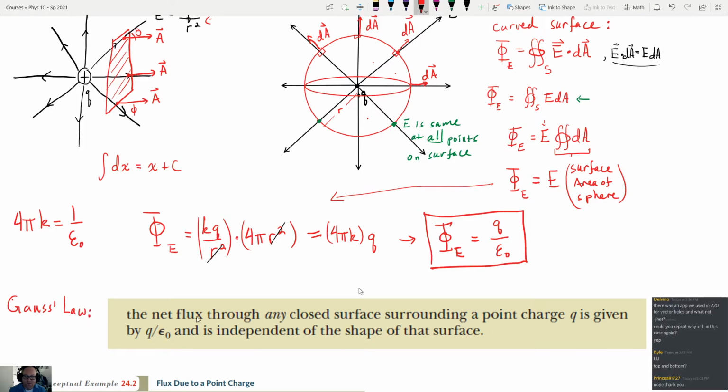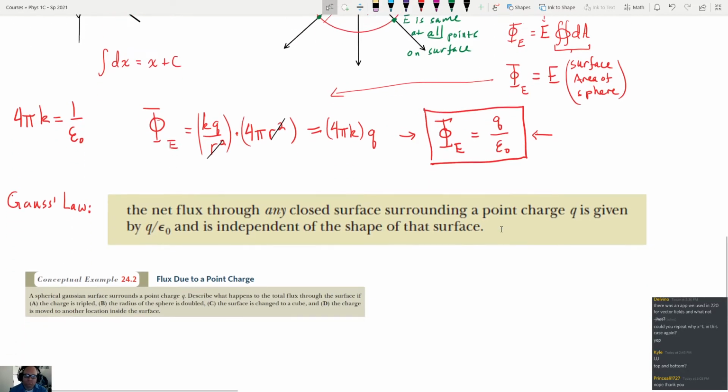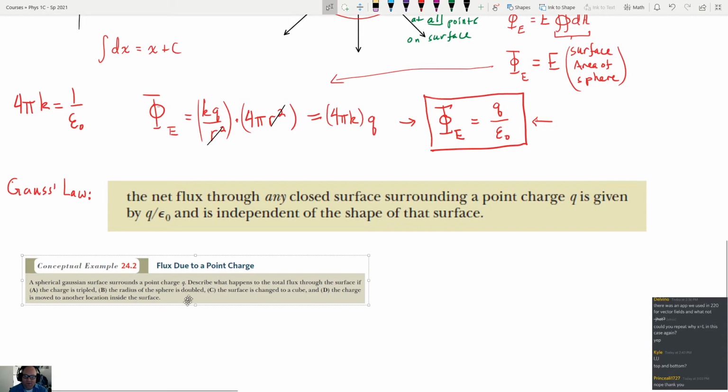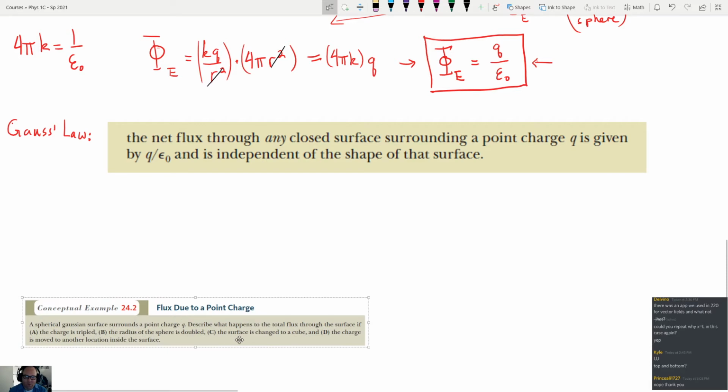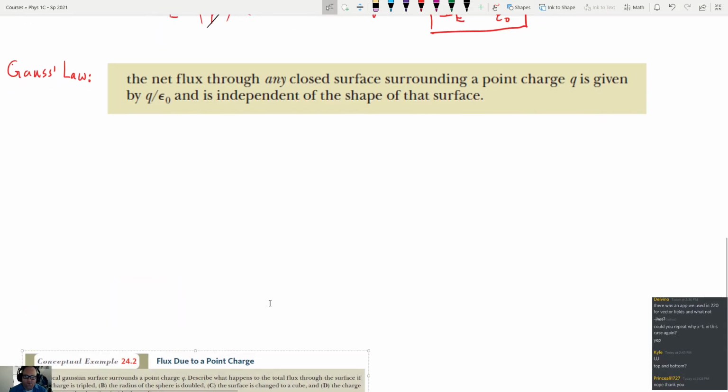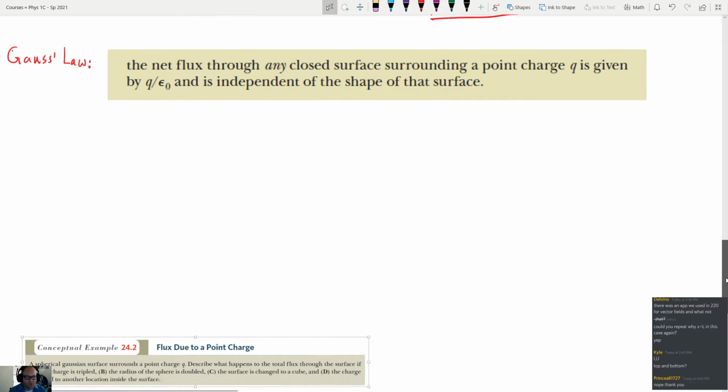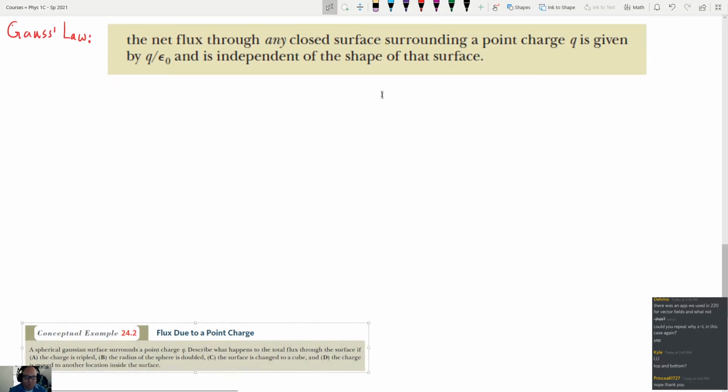The net flux is always given by this, and it's completely independent of the shape of the surface. So we want to talk about this problem right here. But before we do it, I want to describe a way that we can understand Gauss's law. We're just going to conceptually try to come to an understanding of why this might be true.